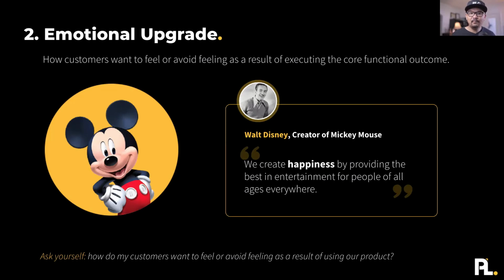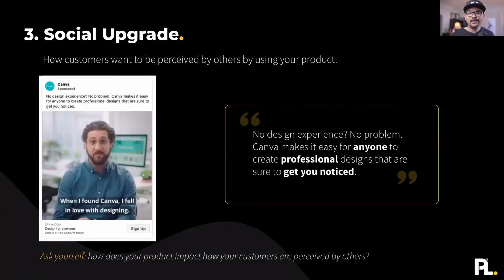The very last upgrade is the social upgrade. We're not just functional beings, we're not just emotional beings, we're also very social beings. And it's how customers want to be perceived as a result of using your product, whether that's in the team setting with their bosses or colleagues, or in their family or friend settings. At the end of the day, once again, whether you're B2B or B2C, we're all human to human, and there's that social component. An example here that I have from an ad with Canva is that it really does play up the social upgrade here.